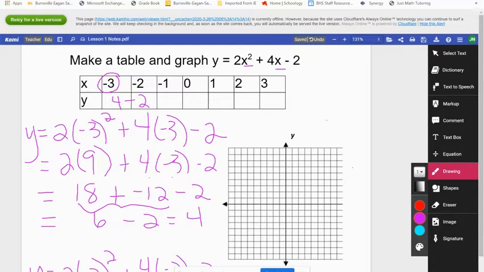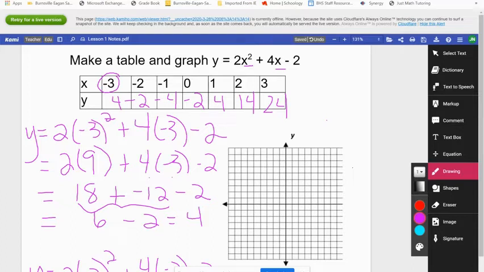When you put -1 into your equation, you get -4. When you put 0 in the equation, you should have gotten -2. When you put 1 in the equation, you should have gotten +4. When you put 2 in the equation, you should have gotten 14. And if you put 3 in the equation, you should have gotten 24. All right, so check those answers and make sure that they are correct.